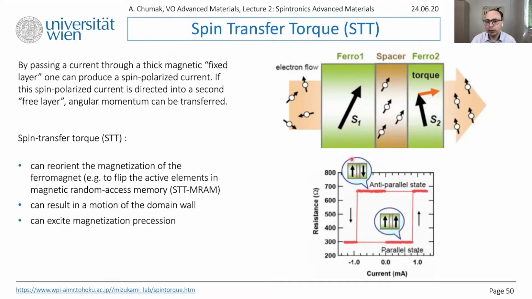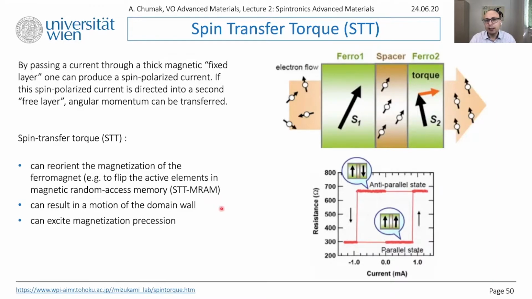So for example, you have a situation when two ferromagnetic layers are pointing in opposite directions, and then when you send current through it, you can switch the magnetization of this magnet to point in the same direction as the original one. So it means that you can use it for switching of magnetization, and obviously it means that you can use it for data storage. And this is something which is used in spin transfer torque magnetic random access memory, MRAM.